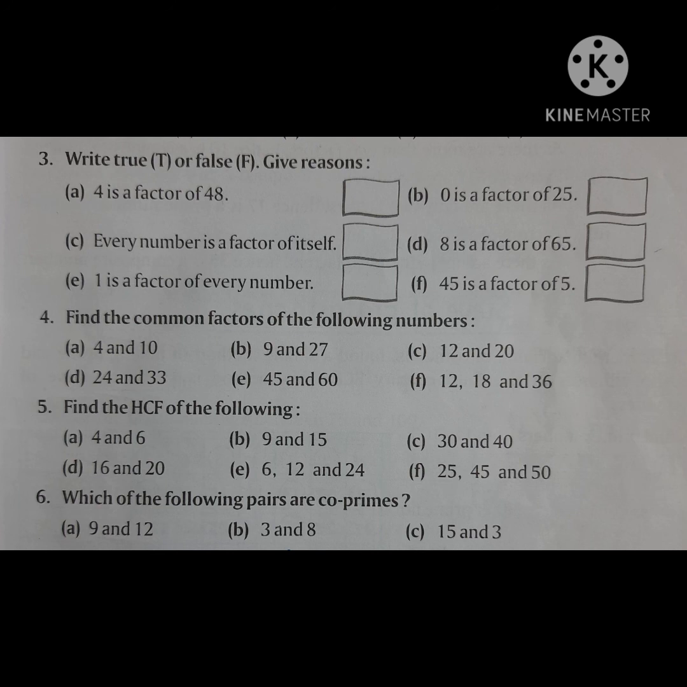Find out the factors of 4 and 10, then find out the common factors and then find out the greatest common factor, that is the common factor which is highest in number. That will be the highest common factor. Okay. What are the factors of 4? 1, 2 and 4. What are the factors of 10? 1, 2, 5 and 10. What are the common factors? 1 and 2, right? So HCF will be 2, right?